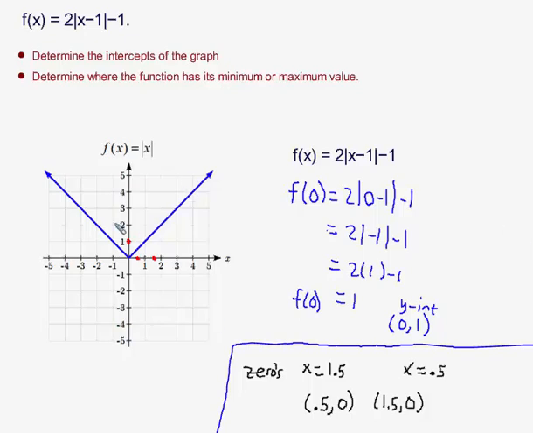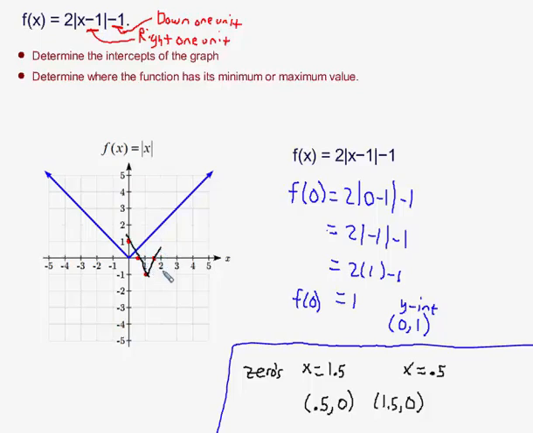Now, normally, the minimum of the absolute value function is at x equals 0, and the minimum is 0. But since I see that they subtracted 1 on the inside of the absolute value symbols, that will move my graph to the right 1 unit. And since they subtracted 1 on the outside of the function, that'll move the graph down 1. So my new minimum point, instead of being (0, 0), if I move right 1 and down 1, will be the point (1, negative 1). Connecting the dots, you can see how I'd graph the absolute value function.